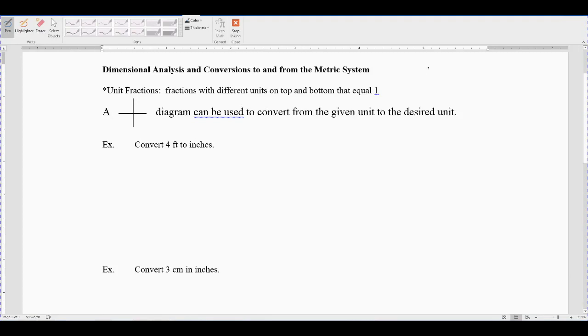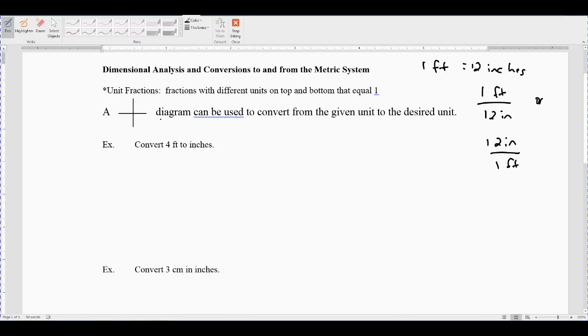So for example, if you look at 1 foot, a foot is the same as 12 inches. So what you can do is to write it as a unit fraction. You can write it as 1 foot over 12 inches. Or you could write that same fraction and just flip it upside down. 12 inches over 1 foot. Because since 1 foot is equal to 12 inches, this is the same thing as 12 inches over 12 inches. So anything divided by itself is always a 1. So that's why it's called a unit fraction.